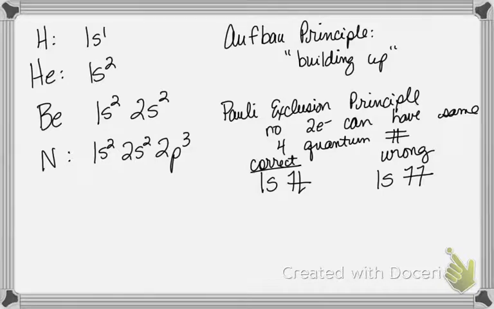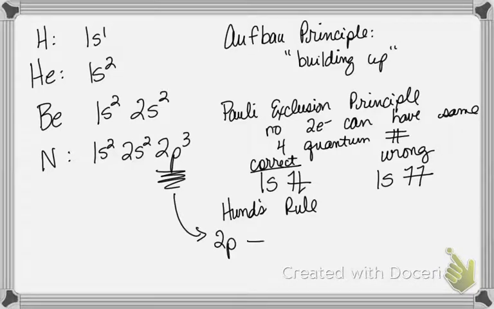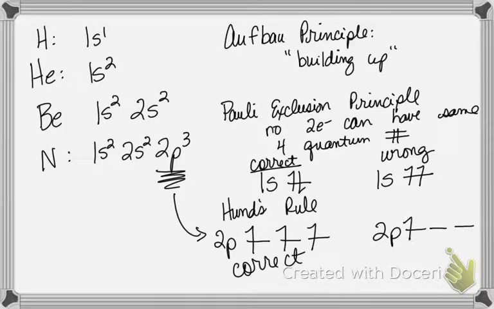The last principle we want to talk about is called Hund's Rule. We're also doing Hund's Rule. When we did this for nitrogen, when we got to 2p, if I have to write 3 electrons in the 2p, I told you to do it this way. Hund's Rule says that's correct. Hund's Rule says that this is wrong. Okay, so those are diagrams of what those rules are, telling you what's right and wrong.